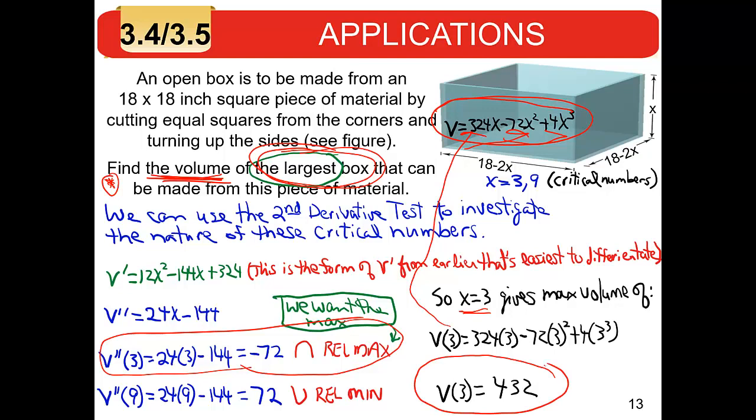So the volume of the largest box that you can make out of an 18 by 18 inch square piece of material by cutting out those corners is 432 square, what are my units? Square inch volume. Again, look at the commonalities between all the problems we've been working and how much in common these solutions have with each other.